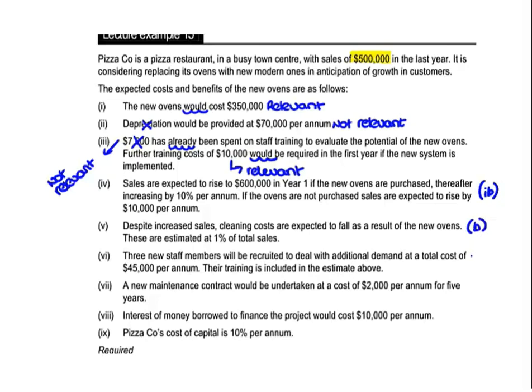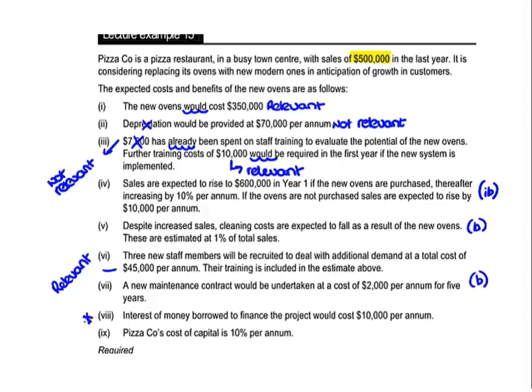3 new members of staff, their salaries then are in part 4 of part A. These members of staff then will be recruited to deal with the additional demand, and they're going to be paid 45,000 per annum. We wouldn't recruit them if we didn't have the extra demand, so therefore that will be a relevant cost. Maintenance costs, we're going to need that as well for part B. Interest costs of 10,000 per annum.